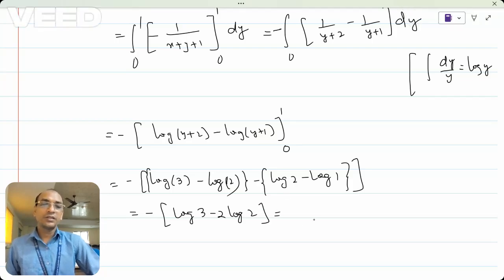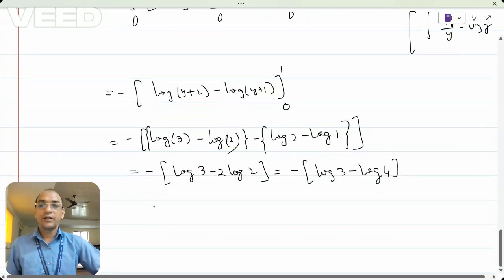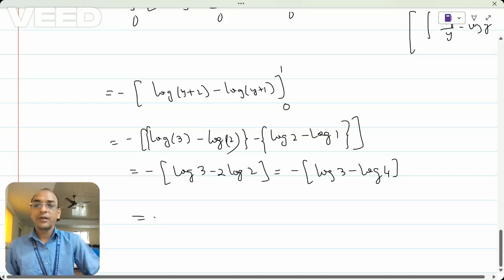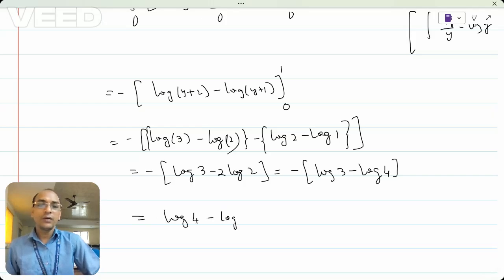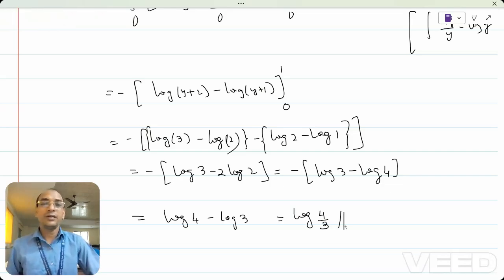And so I can say minus of log 3 minus log 4. And finally you can write here log 4 minus log 3. And so what will be the thing? Log of 4 by 3. And this will be your answer.